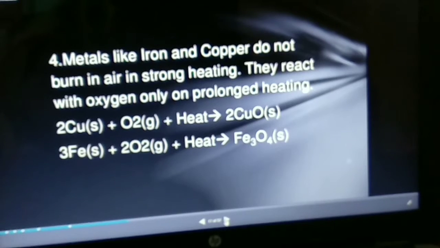Metals like iron and copper do not burn in air on strong heating. They react with oxygen only on prolonged heating, that is, heating for a long duration. If we apply the heat, then copper reacts with oxygen to form copper oxide, and iron reacts with oxygen to form iron oxides.